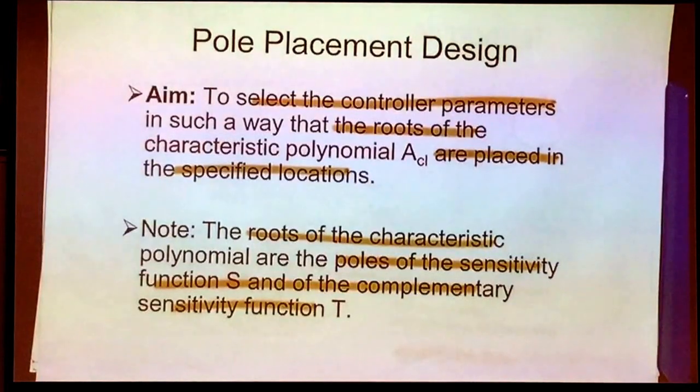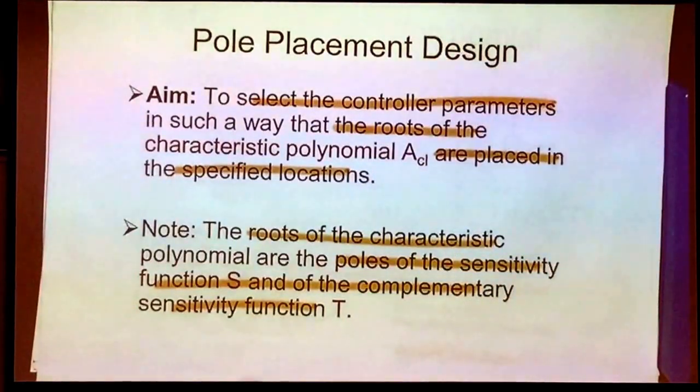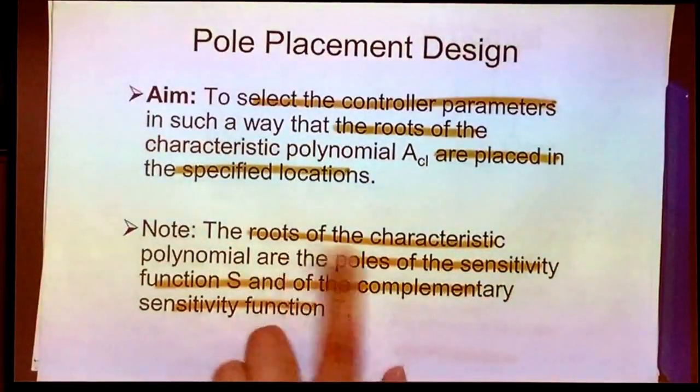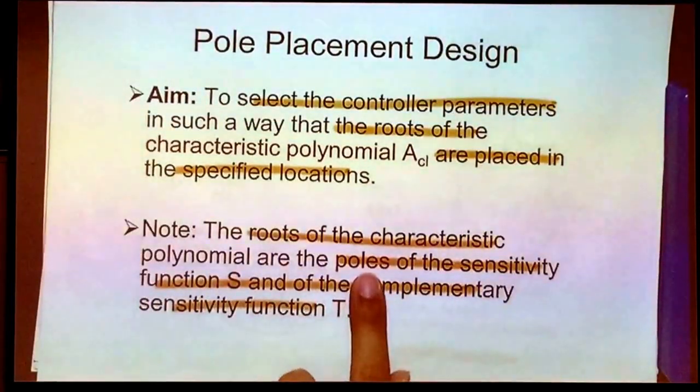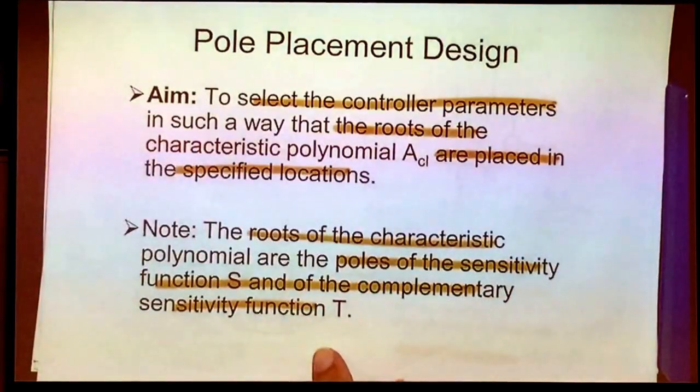And very often when we design, we want a specific response. So some systems we don't want to behave too fast. Some systems we want no overshoot. So we want to place them specifically in a certain location. And you know that the roots of the characteristic polynomial, which is A naught H plus B naught G, are the poles of S and T, because they share the same denominator, A naught H plus B naught G.